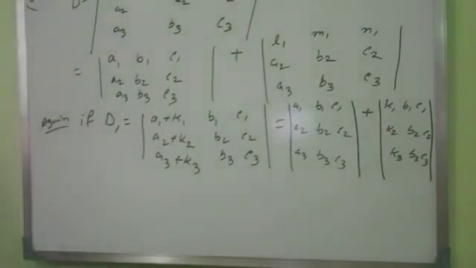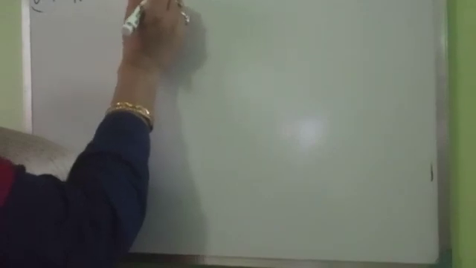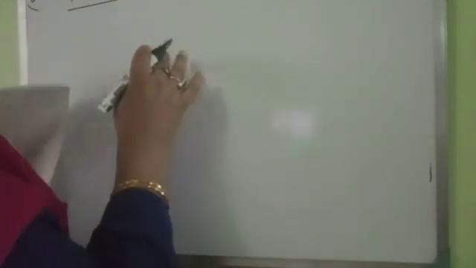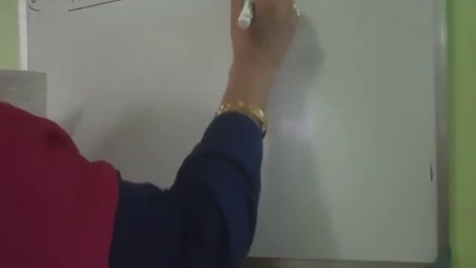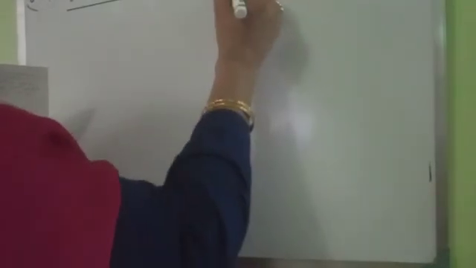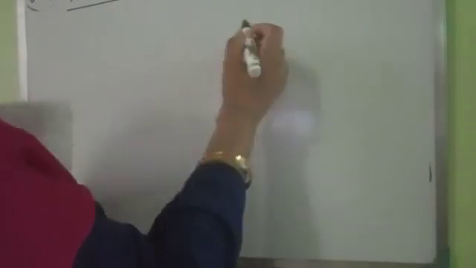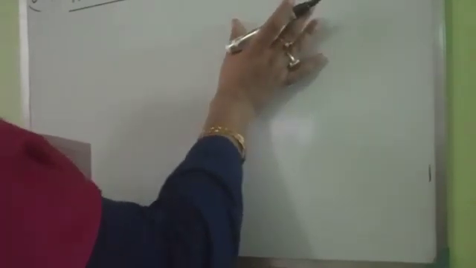Okay. Next is, what is the multiplication rule? This is also very, very important. Multiplication rule. Now, multiplication we have already done in matrix. In matrix, what we did? Only row by column. Row and column. This two matrix, then row into column. This way we have already done for matrix.